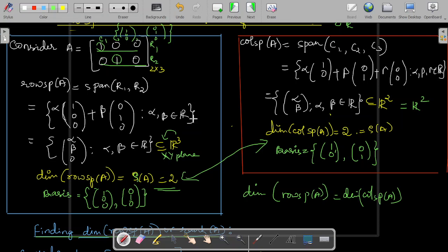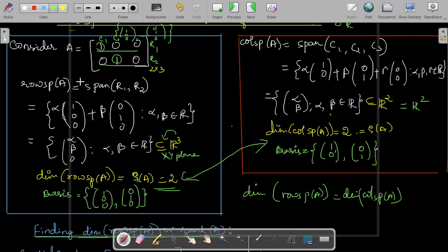Column space need not be equal to row space, because here the column space is a subspace of R square, here the column space is subspace of R cube, so no question of equality there. But dimension, number of elements in a basis of row space of the given matrix and column space of the given matrix is always equal, and that particular value is called as rank of the matrix.